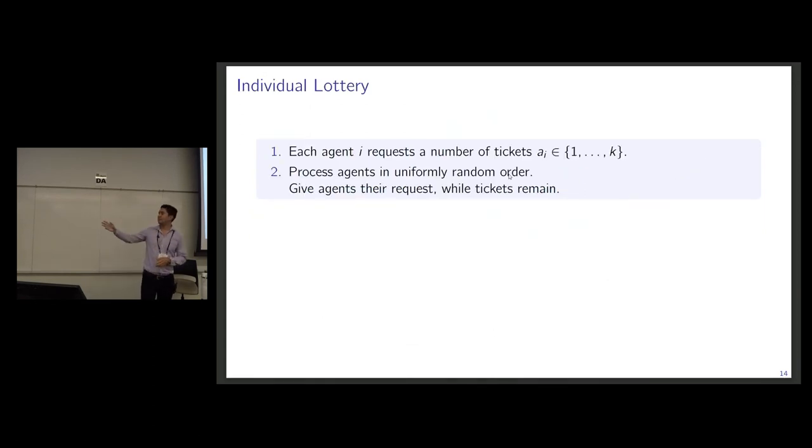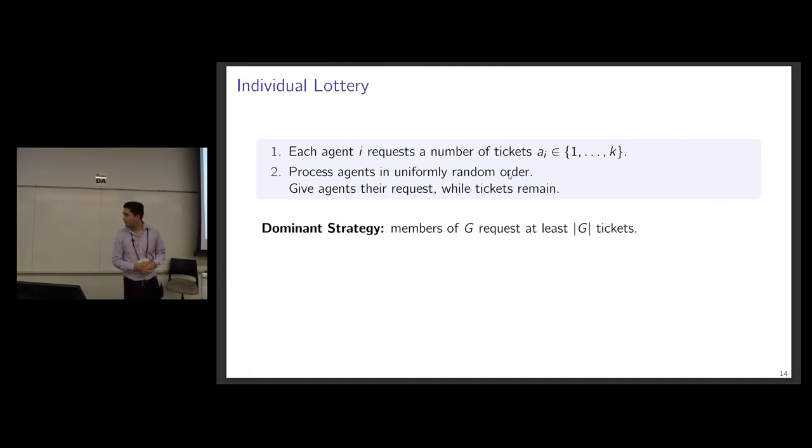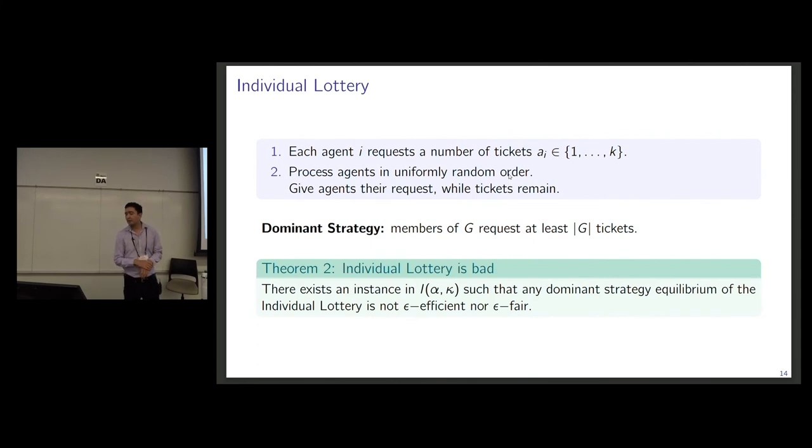Then we have the individual lottery. This is very similar to the group lottery, but now we're processing agents instead of valid groups. Note here that the request that agents make doesn't affect the order in which they are processed. So it is dominant to request at least your group size. What we show here is that there is an instance such that any dominant strategy equilibrium of this mechanism is not going to be epsilon efficient nor epsilon fair.